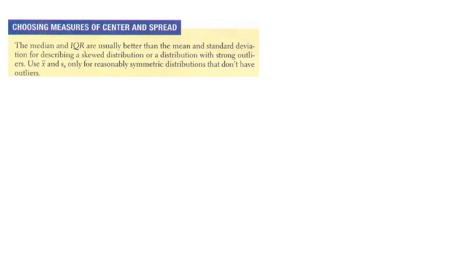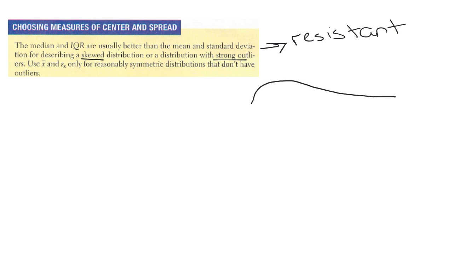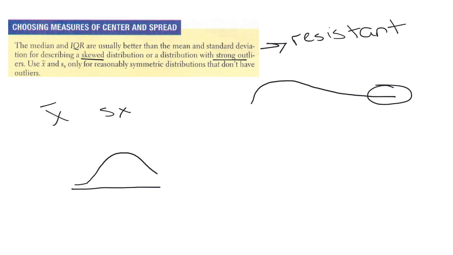And then the last thing is just a quick reminder over which one to use. Okay, we've kind of hinted at this a little bit as we go through, but median and IQR are better for skewed distributions and strong outliers because remember, they are resistant to those values that are either skewing that data or are a potential outlier. Mean and standard deviation are much better for distributions that are reasonably symmetric and don't have that kind of skew and don't have outliers.